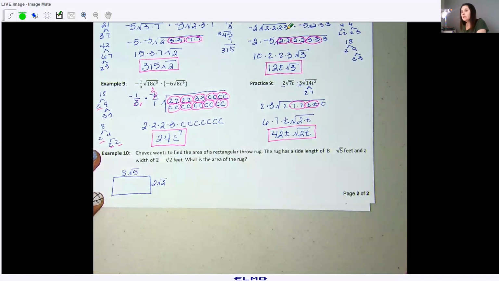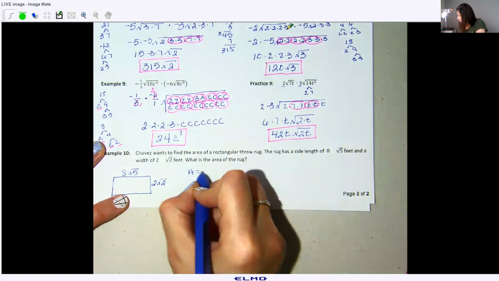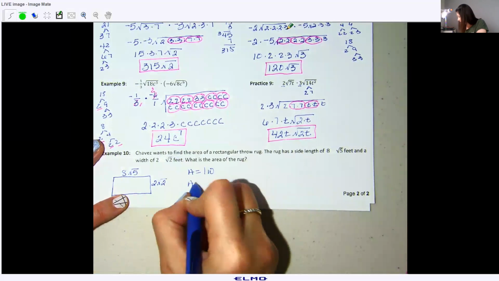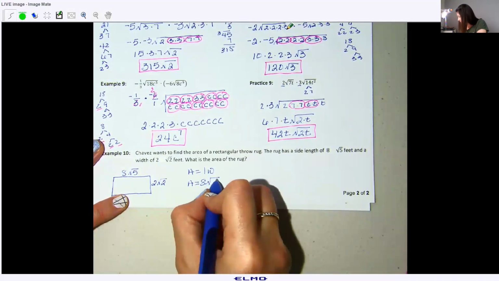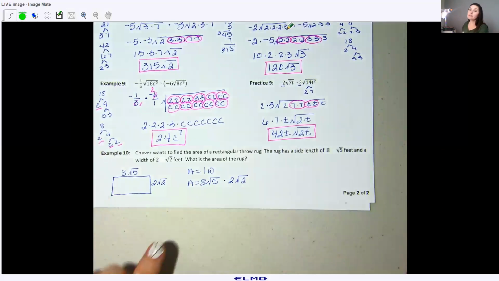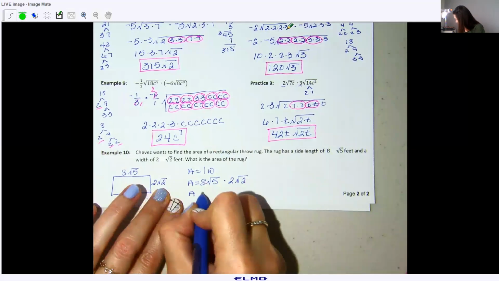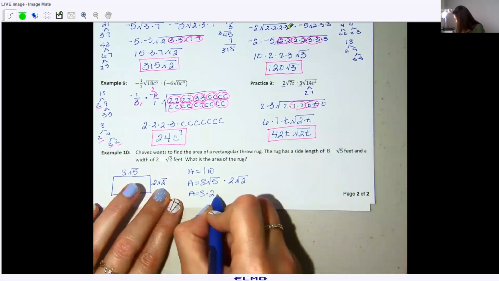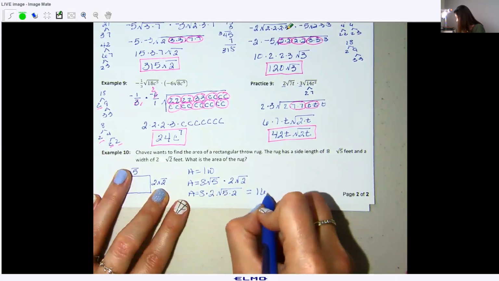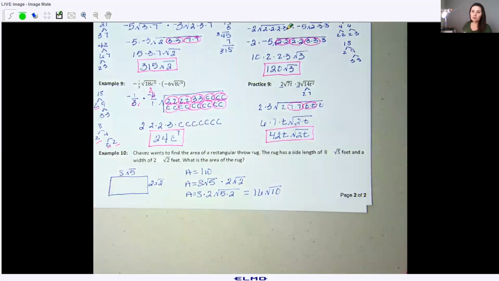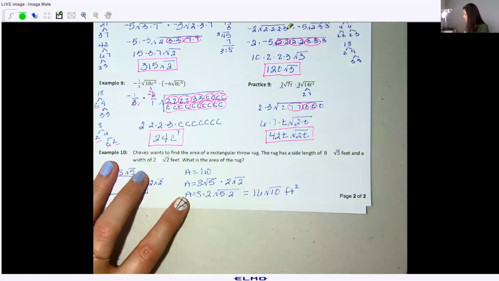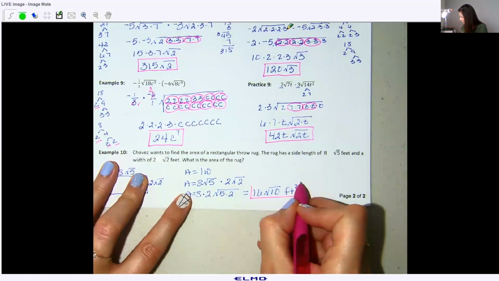Okay. And so we know that the area of a rectangle is length times width. So we're just going to take these two and multiply them together. So 8 square root of 5 times 2 square root of 2. Okay. And we solve this like we did earlier. We have 8 times 2, and then the square root of 5 times 2, which gives us 16 square root of 10. And 10 cannot be factored out anymore, so that is our final answer. And we add on our units, and here we are.